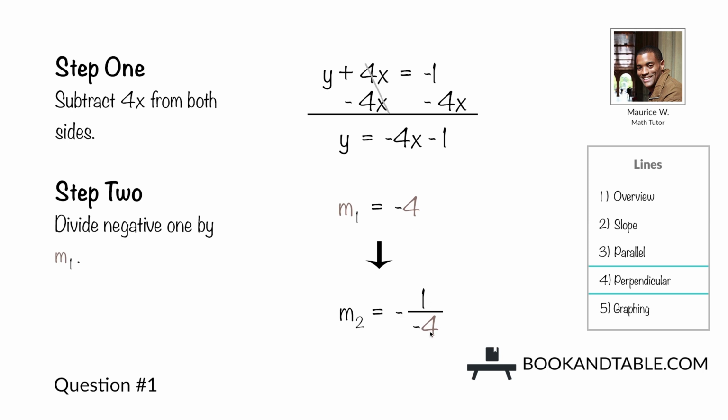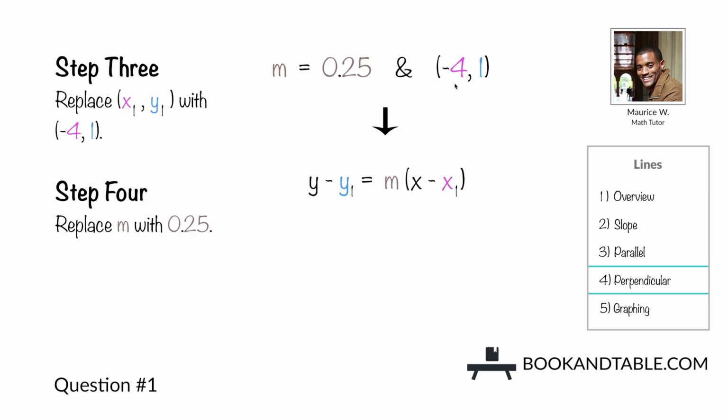-1 divided by -4 is equal to 1/4. A negative divided by a negative is positive. 1 over 4 is 1/4, which is the same as 0.25. So we use the fact that we have this slope and a point on that line in the point-slope form to figure out the equation of the perpendicular line that we are looking for.